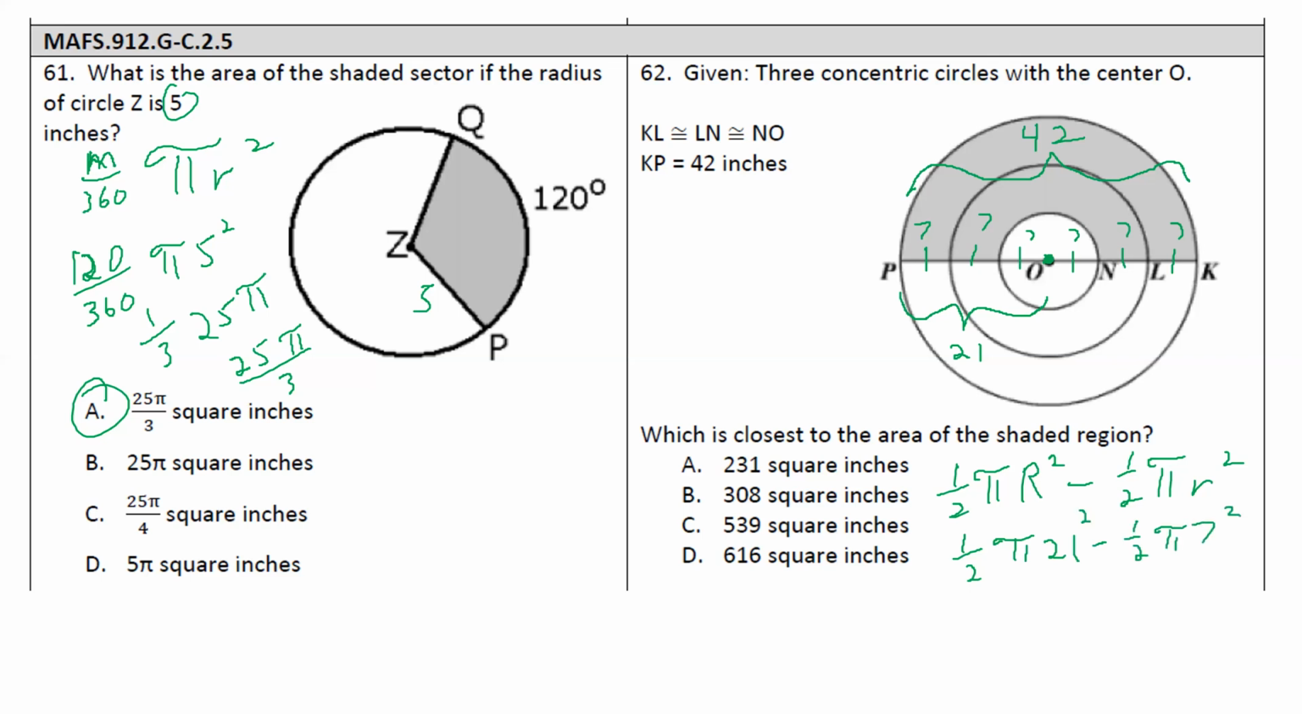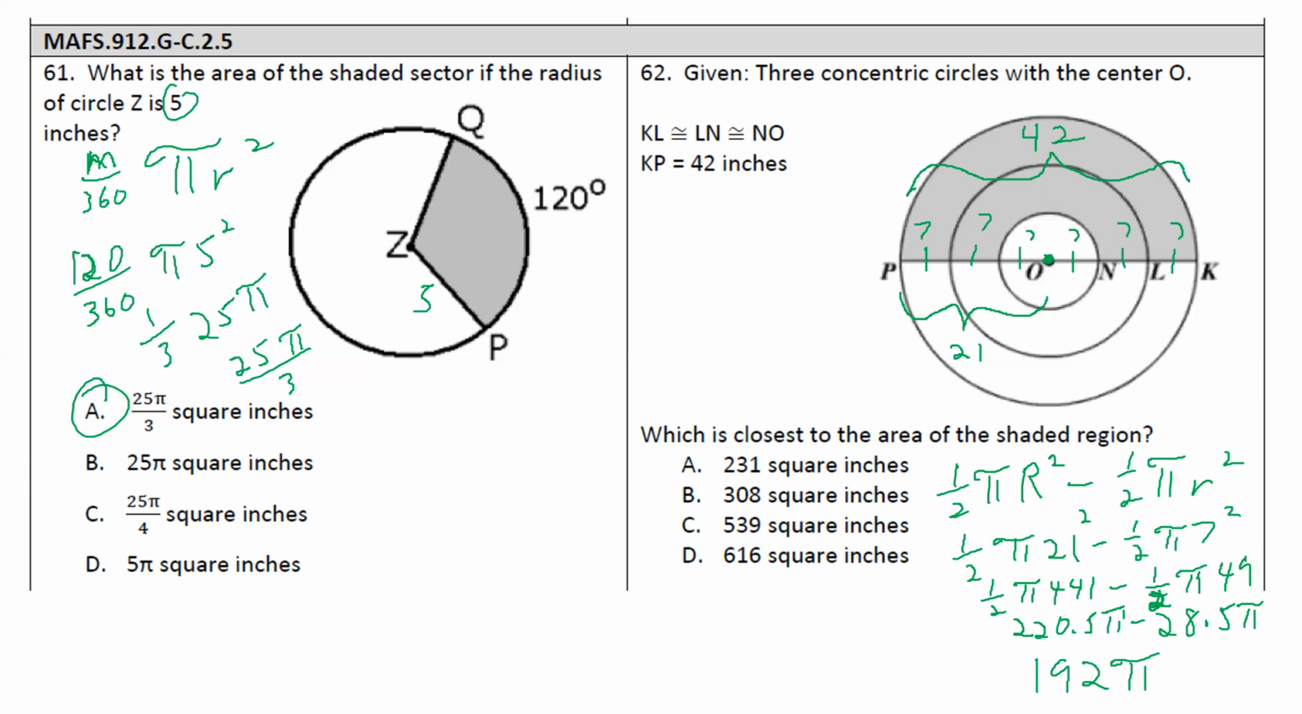So 21 squared is 441. 7 squared is 47. Whoops. 49, I mean, sorry. So again, 1/2 of each of these, we'd have 220.5 pi minus 28.5 pi. When we subtract those, we'd be left with 192 pi. Now, 192 pi is not an answer up there.